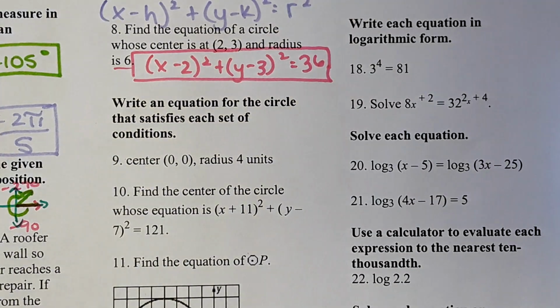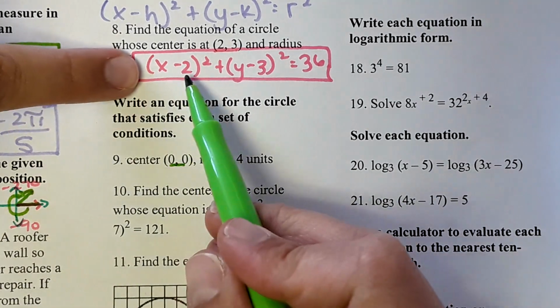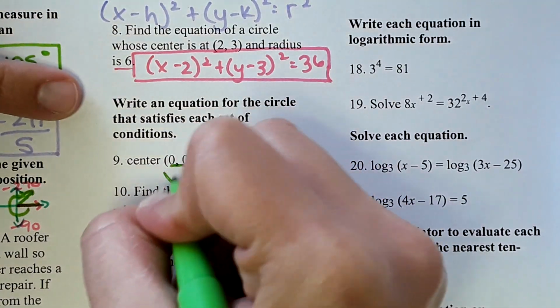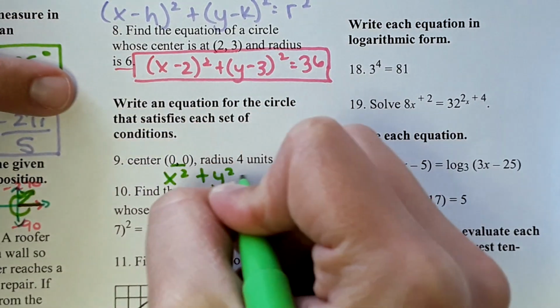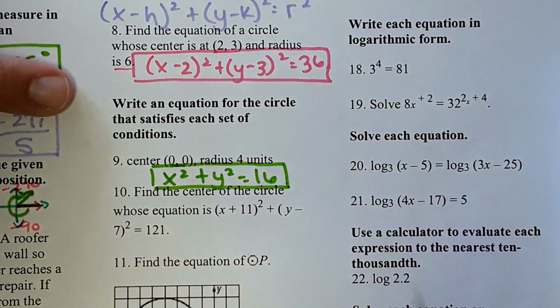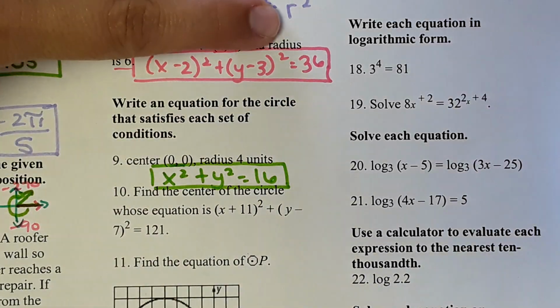Okay, for number 9, I tried to include what-if type situations. It says the center is at (0, 0). That would be x minus 0, y minus 0, which would just be x and y. So when we write it, just say x squared plus y squared equals 16. Where does 16 come from? 4 squared, the radius squared.